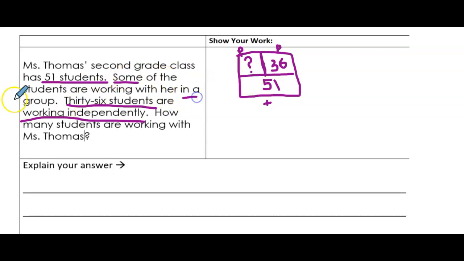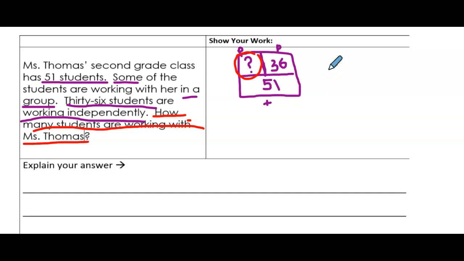Okay? And going back to the question marks, some of the students are working with her in a group. I can underline in a group as well. They're still a part of her total class. But these students are working in a small group with Miss Thomas. So we have our total part boxes here to help us solve the problem. And the question should always be underlined completely. How many students are working with Miss Thomas? Boys and girls, that's the question mark number. So we have to figure out what this answer is.